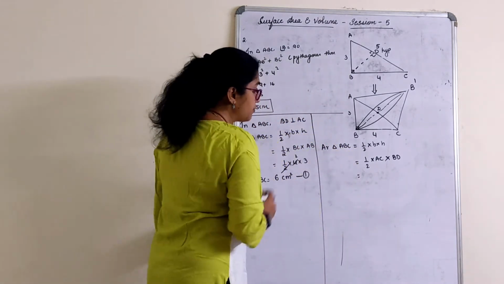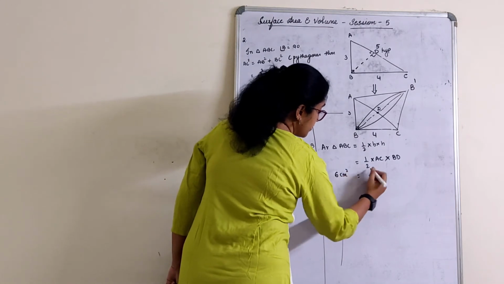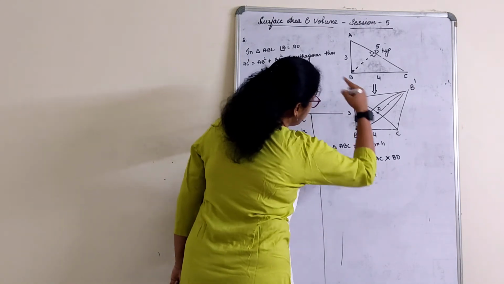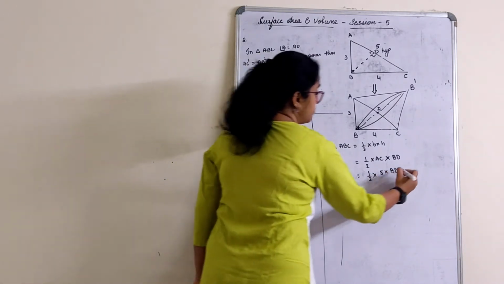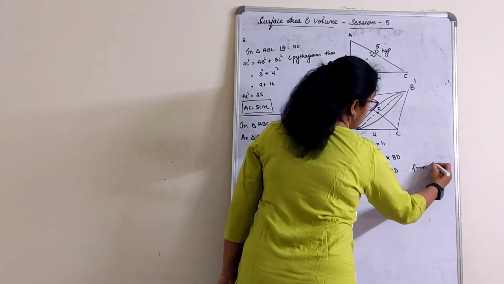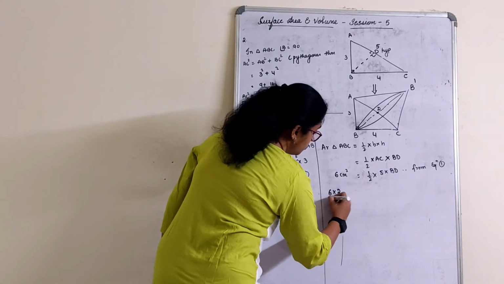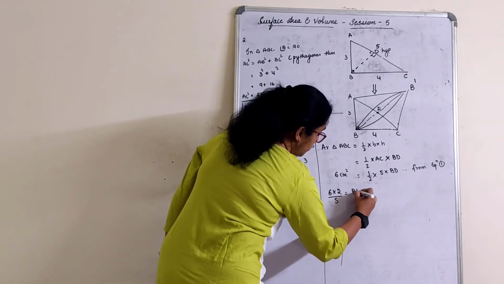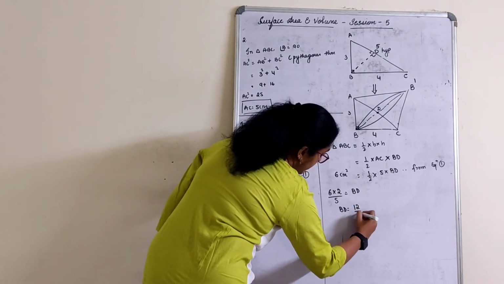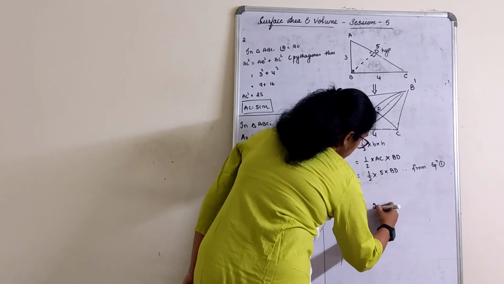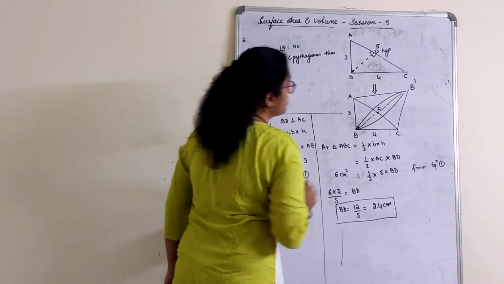But what is the area of triangle ABC? 6 centimeter square, right here, is equal to half into AC, which is how much? 5, into BD. So from equation 1, 6 into 2 divided by 5 is equal to BD. So BD is equal to 12 by 5, 5 2s are 10, 5 4s are 20. BD is equal to 2.4 centimeter.